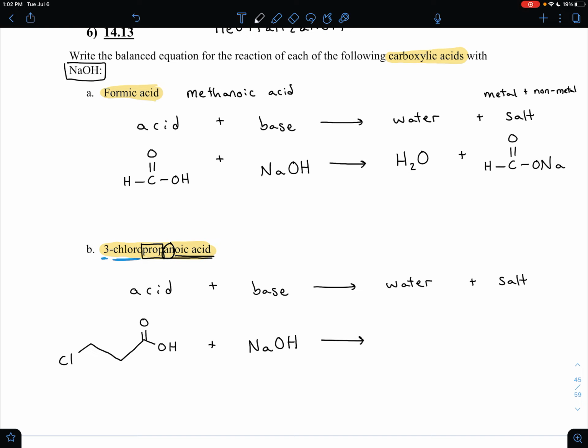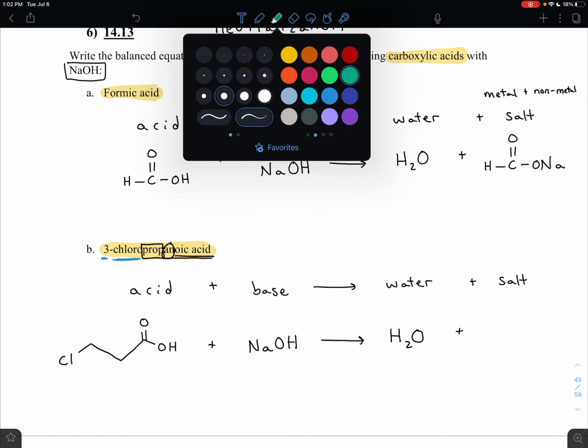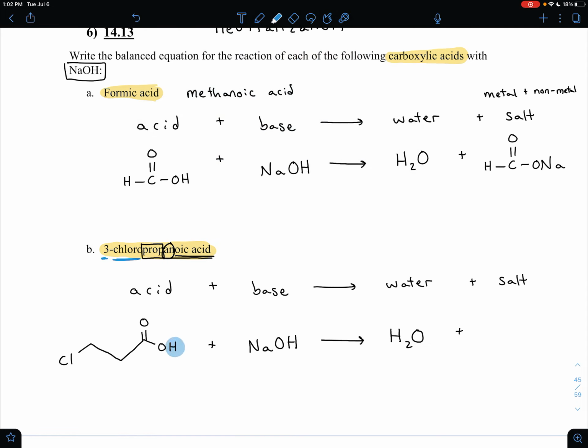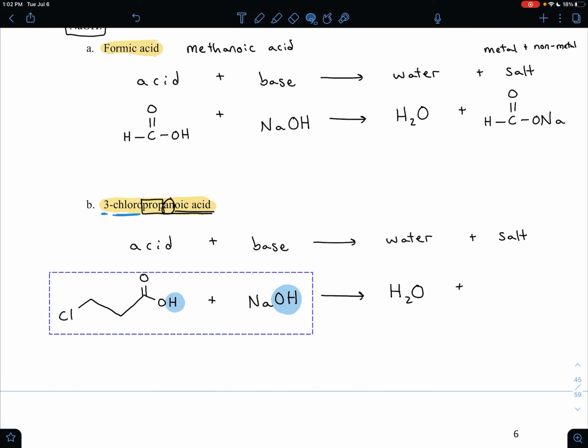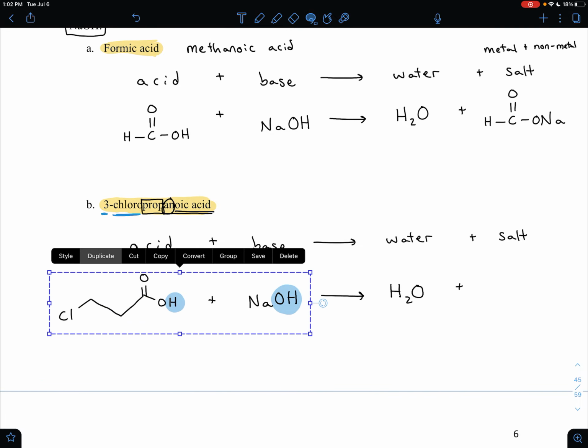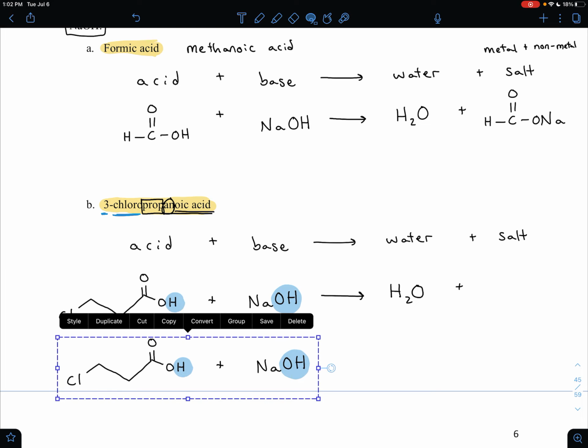We know we're going to get water, H2O. We just have to figure out the salt. The water is coming from the H from the acid and the OH from the base. And so the salt will be whatever is left over after those two combine.